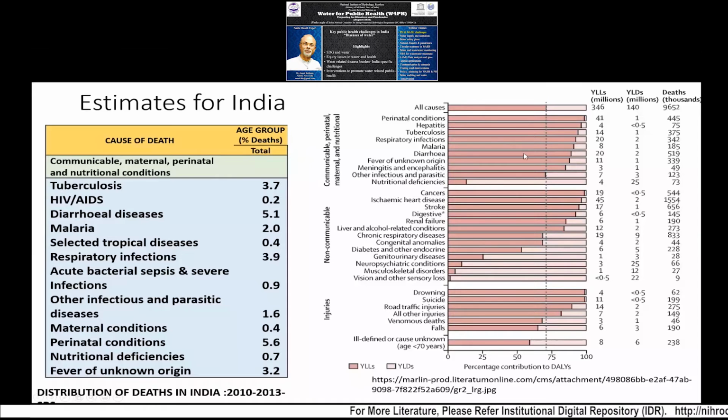Again, you can see that malaria is in this diagram on the right. The horizontal bar graphs tell you that diarrhea causes almost 20 million years of life lost and 2 million years of life with disability. We can see that years of life lost is more because most of the diarrheal deaths occur in childhood, and therefore it causes more death and less disability because it is also an acute disease. And therefore the disability, even if severe, will be only for a short period of time and therefore will not contribute much to years lived with disability.